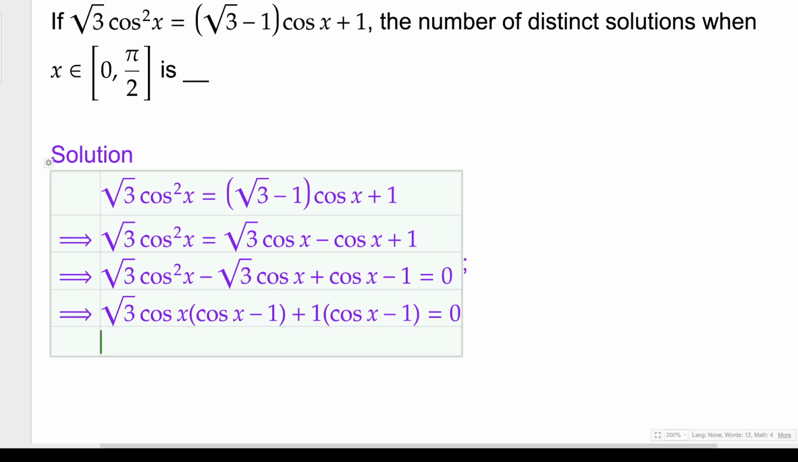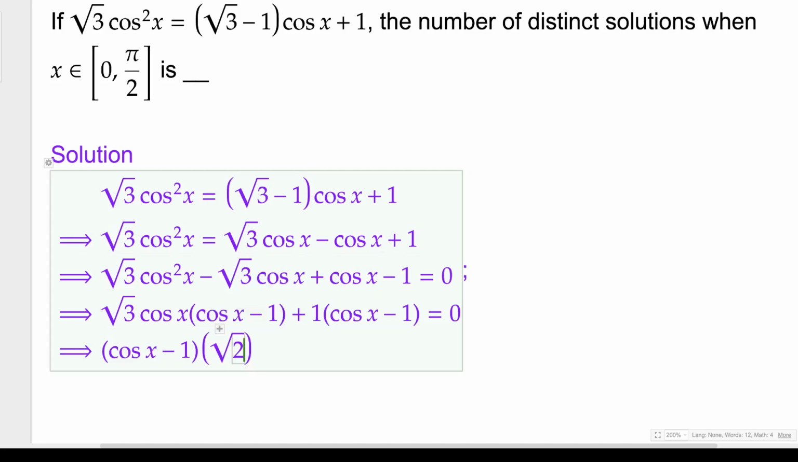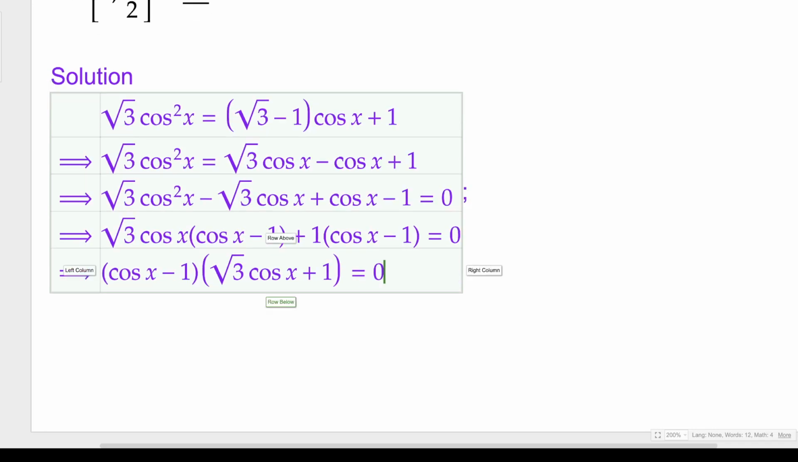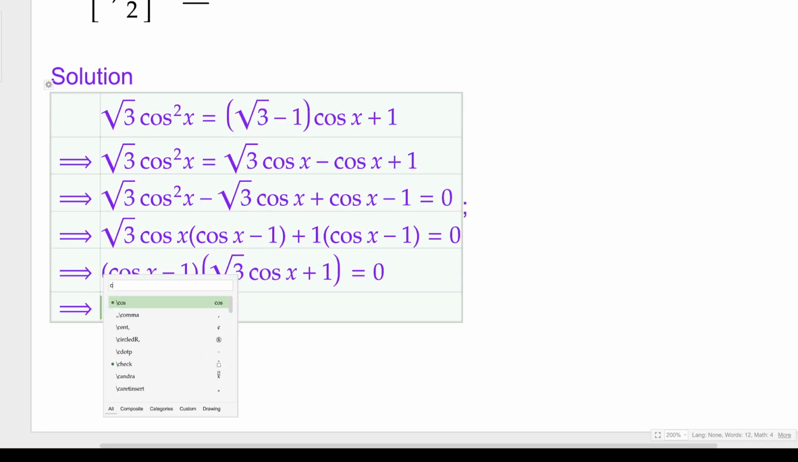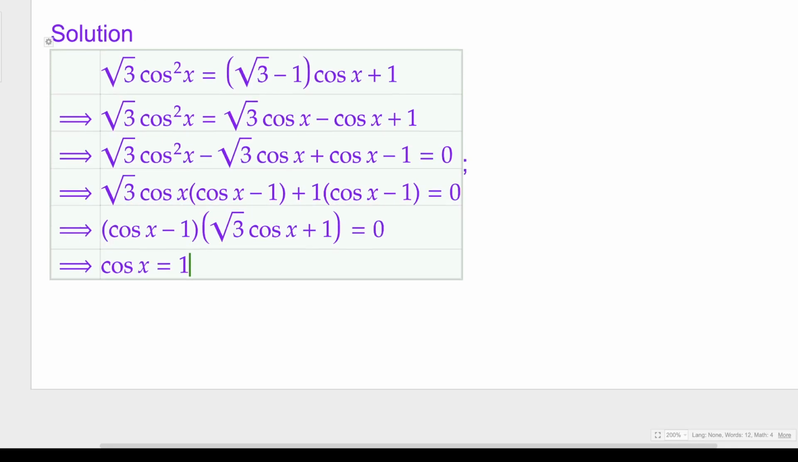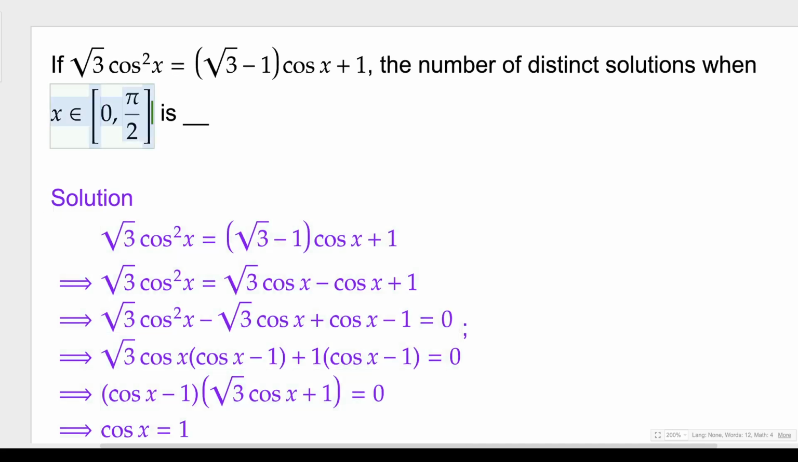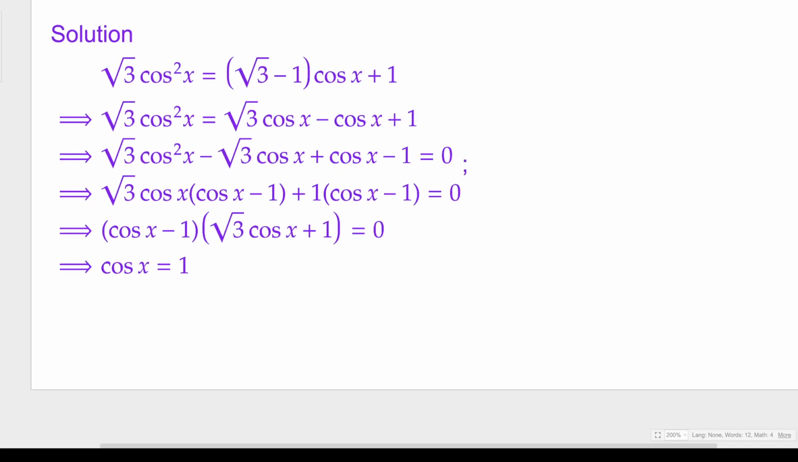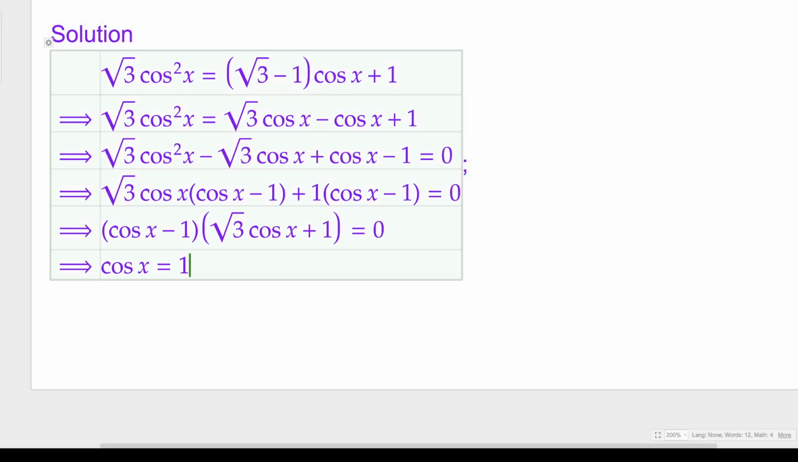Now, these are the given expressions. So here cosine of x minus 1 is common, and from this, square root of 3 times cosine of x plus 1 is equal to 0. Now there will be two roots. So here cos x will be equal to 1, and this is acceptable because of the condition that is given, that x belongs to the first quadrant. So this is the acceptable solution.